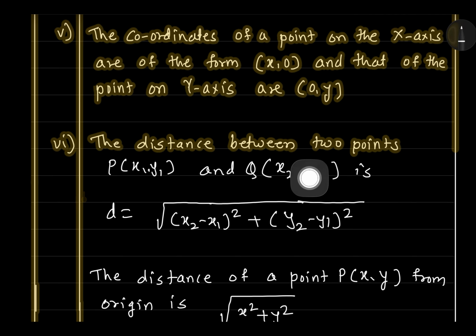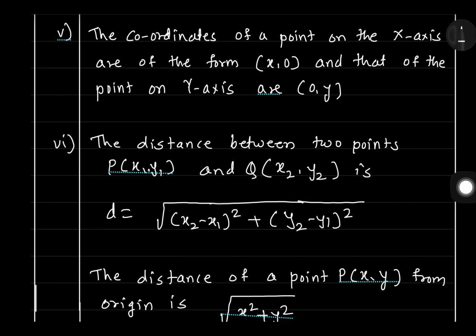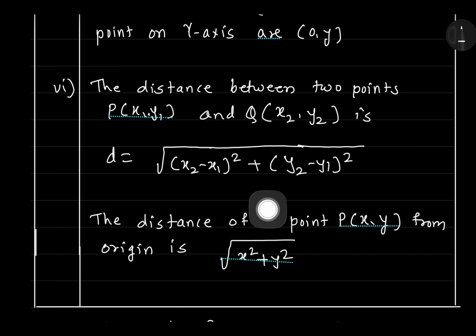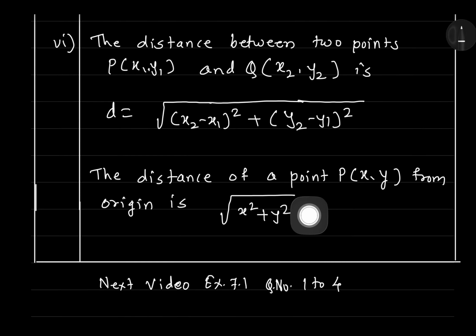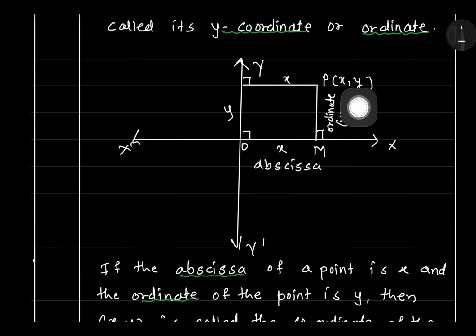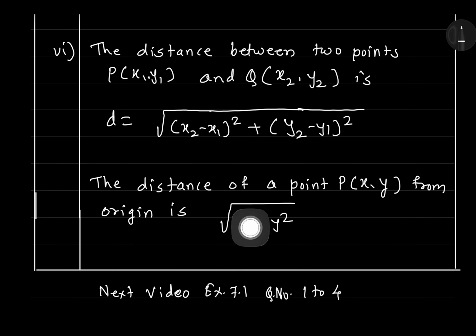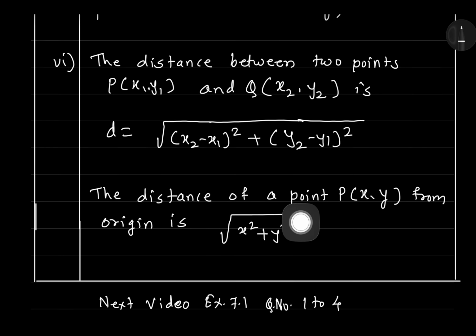The distance between two points P(x1, y1) and Q(x2, y2) is given by the distance formula: d equals square root of (x2 minus x1) squared plus (y2 minus y1) squared. And the distance of a point P(x, y) from the origin is the square root of x squared plus y squared.